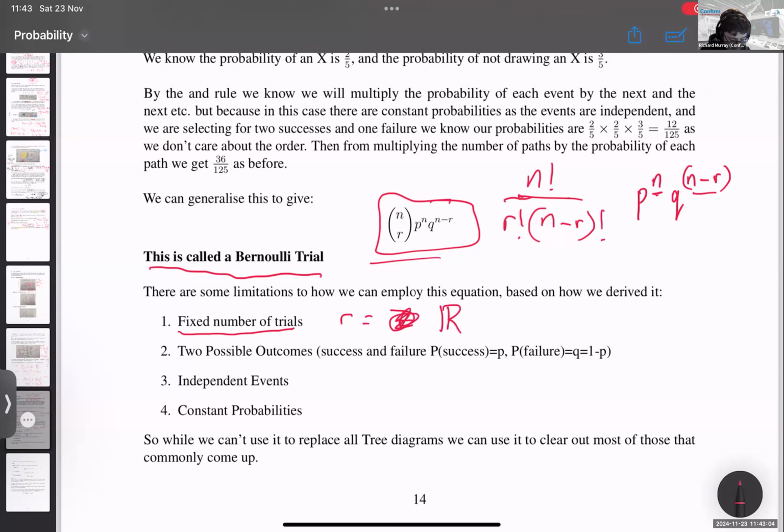So because we have a fixed number of trials, that's actually n, not r, we have to have a fixed number of trials. All that means is we can't say it's an infinite number of events, which means that instead of being a calculable value, it's just infinity. We're saying it has to be a positive real number.